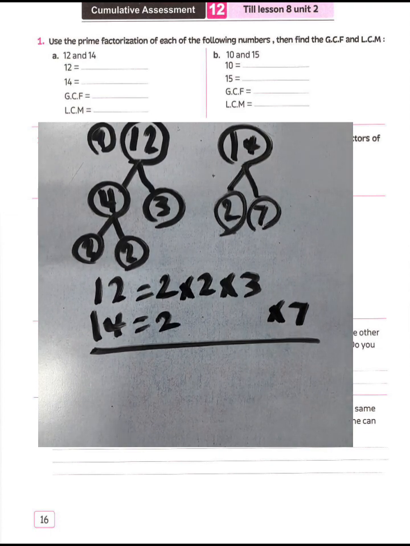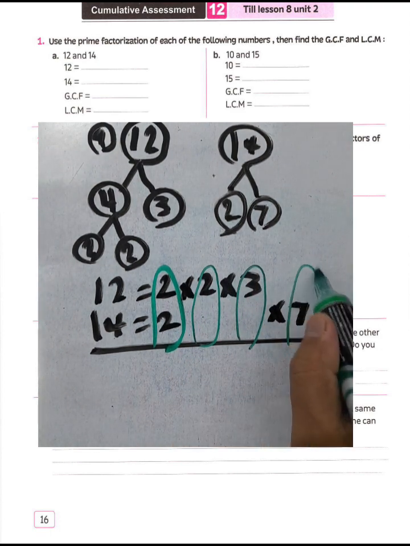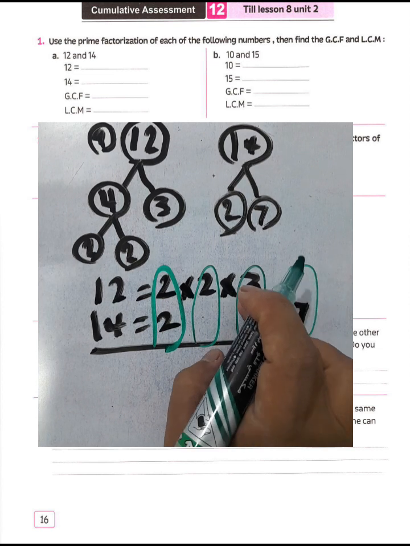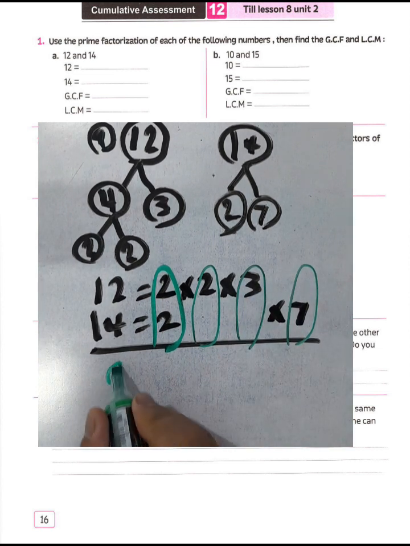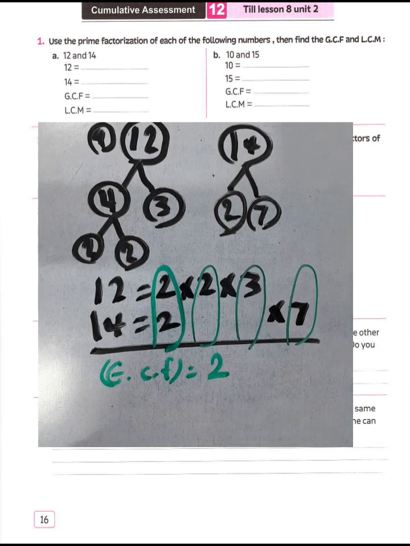We have one common 2 here, and we have different digits here. We have 3 in the first number only. Then the greatest common factor will be 2, so the greatest common factor between 12 and 14 is 2.